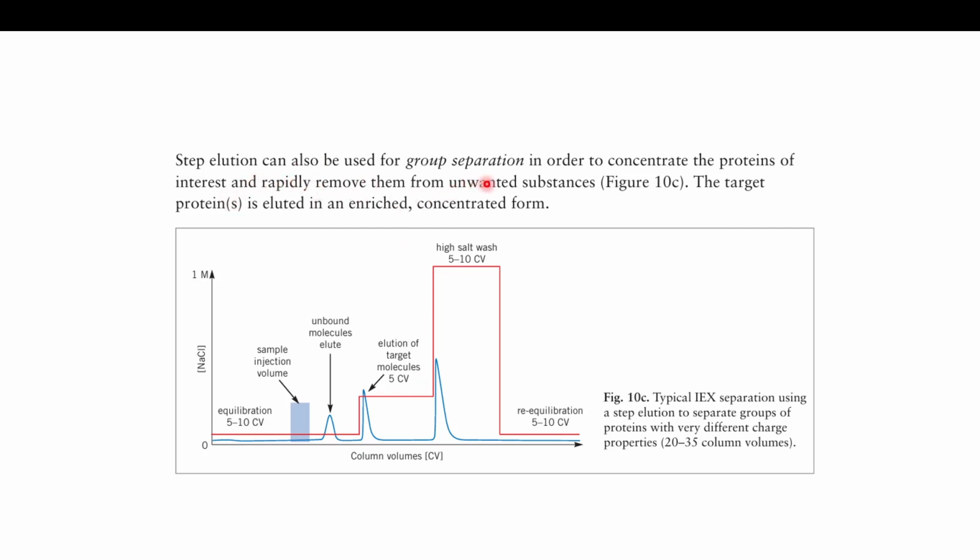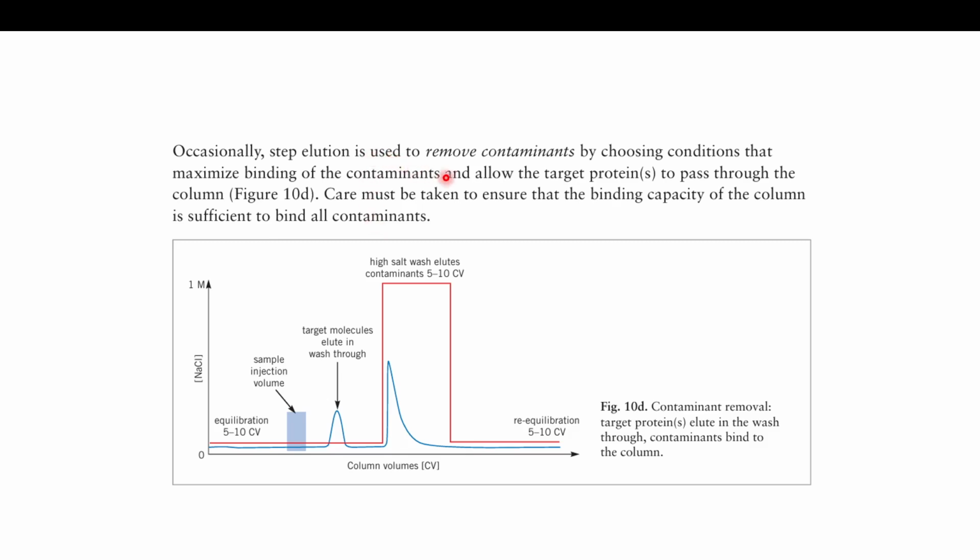Step elution can also be used for group separation in order to concentrate the proteins of interest and rapidly remove them from unwanted substances. The target protein is eluted in an enriched, concentrated form. Okay. Or it can also be used to remove contaminants by choosing conditions that maximize the binding of the contaminants and allow only your target protein or your sample of interest to pass through the column and elute out first. So care must be taken to ensure that the binding capacity of the column is sufficient to bind all contaminants. Okay, so there are properties of the column that need to be taken into consideration.